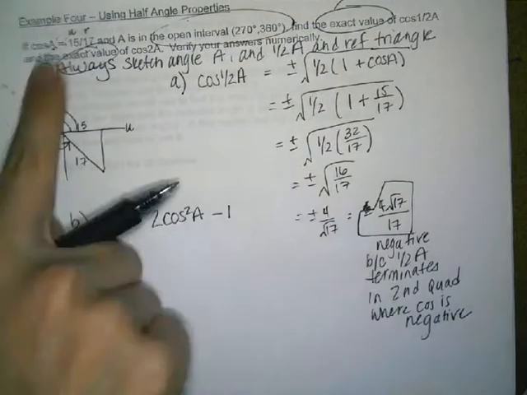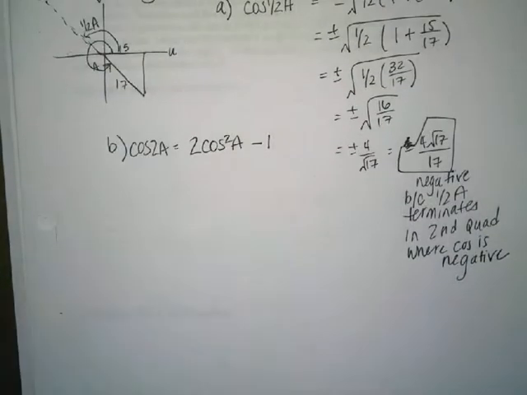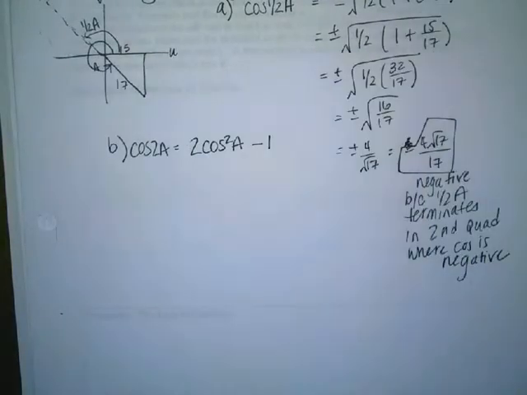When you have these properties, especially if they just give you the cosine value at the beginning, try to use the property that just has cosine. If you try to use cosine and sine, then you have to find the third side, and it's a lot more work.